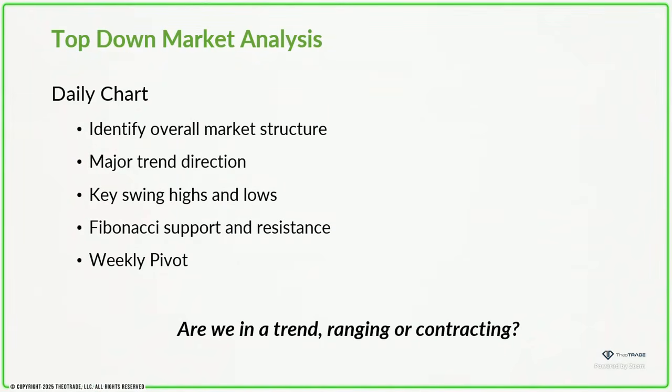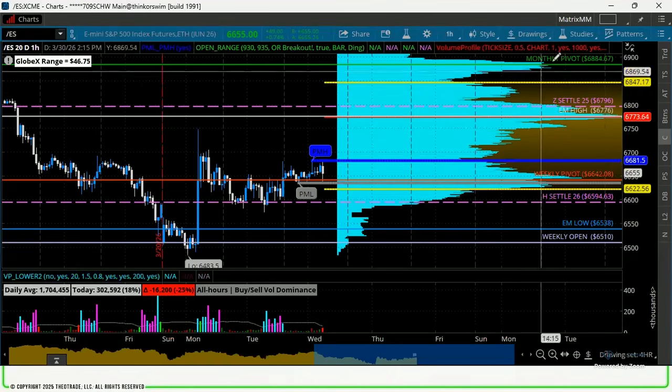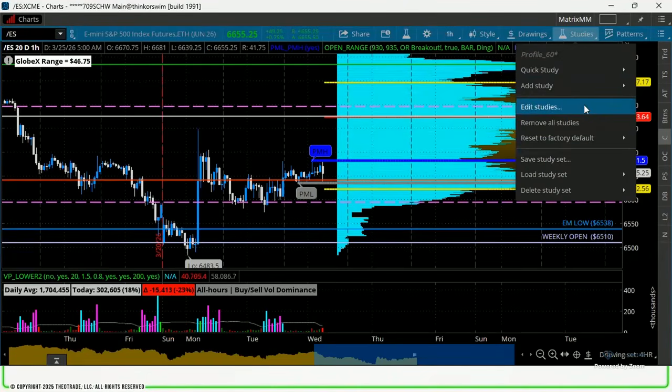As I wrote the pre-market playbook this morning, we have not been able to get very far from that weekly pivot. We're just sitting right on it. So we're going to look at how we're dancing around that. It's midweek and we're at the weekly pivot. So let's go to our chart here. Give me 1 second. Let me get rid of this profile.